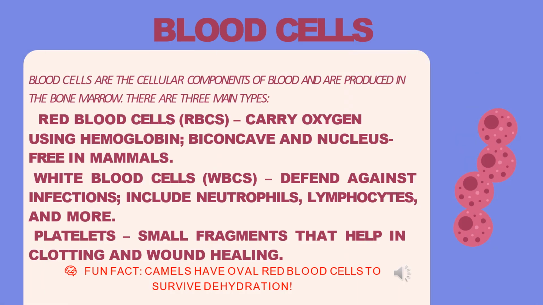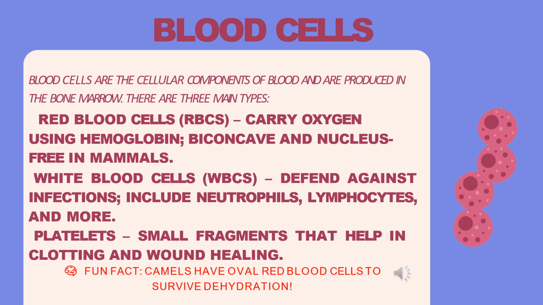Let's add some life to our lesson, literally. Blood cells are the cellular heroes flowing through your veins every second. Produced in the bone marrow, these tiny components have massive responsibilities. First up, red blood cells, or RBCs. They carry oxygen to every corner of your body using a protein called hemoglobin.